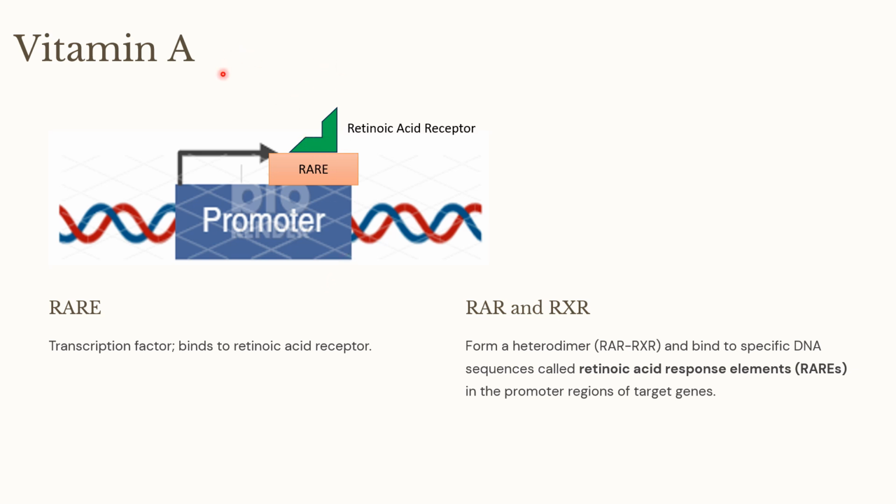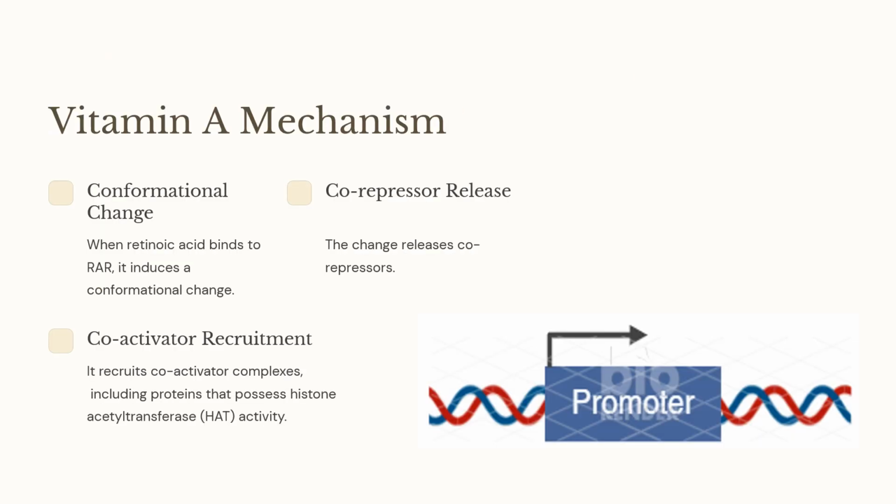Once the retinoic acid sits on the retinoic acid receptor, it will get activated and the RNA polymerase 2 will start transcription from this DNA into the mRNA, and thereby the proteins will be produced. Okay, so how does this happen? This happens by this conformational change.